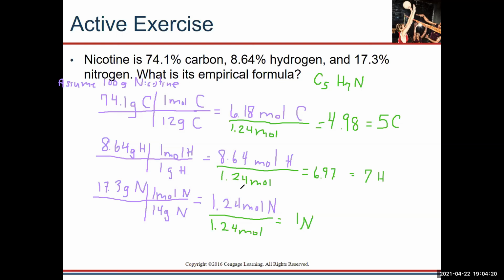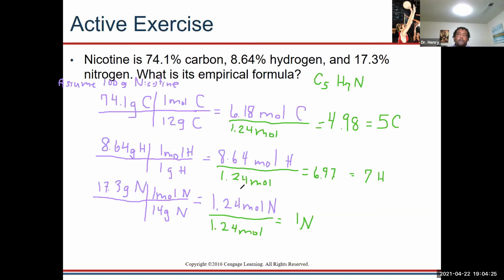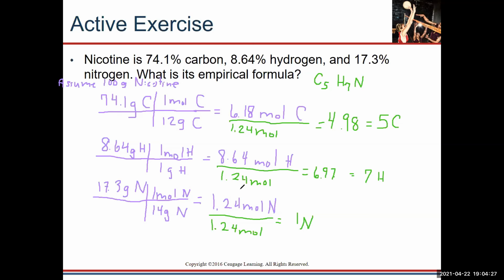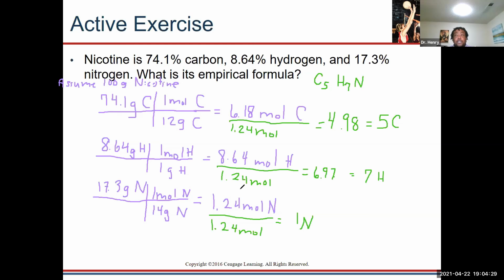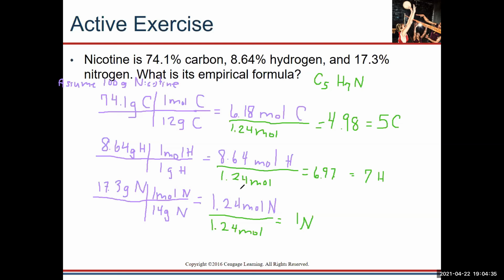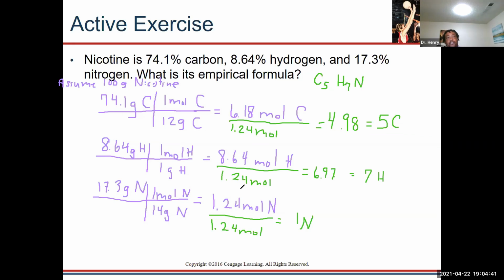Does it matter how we write the chemical formula? It typically does. Carbon has a tendency of going first, then hydrogen, and the one that is the most electronegative goes last. Okay. And if you're talking about an ionic compound, the metal goes first, and the non-metal goes last.